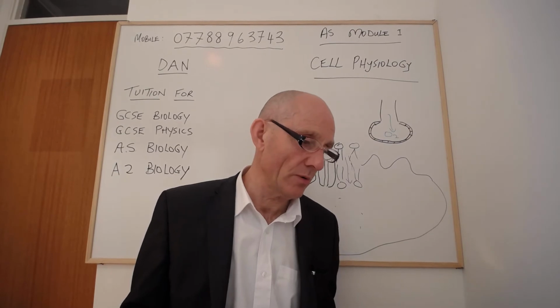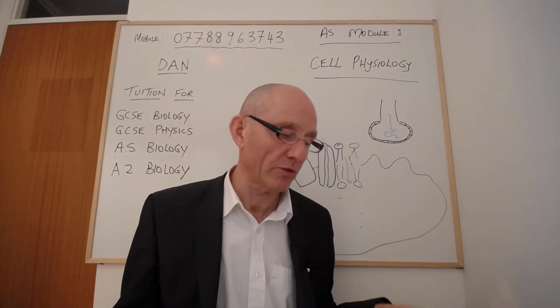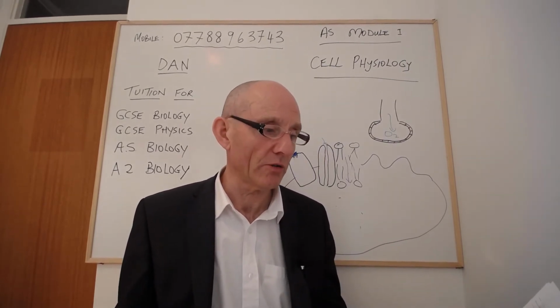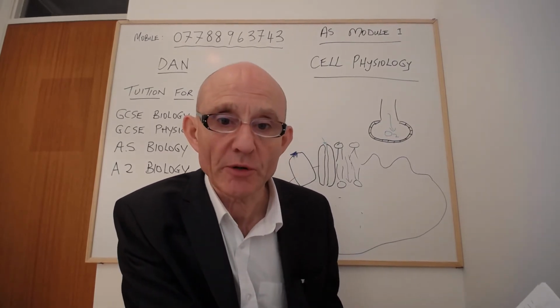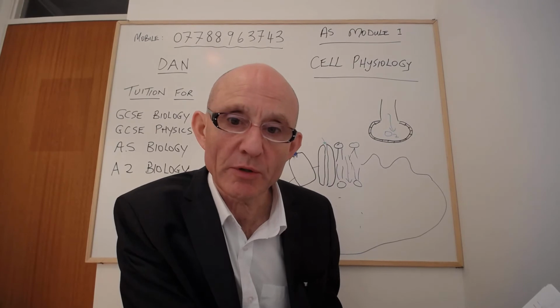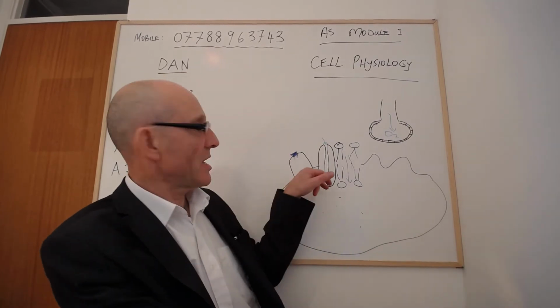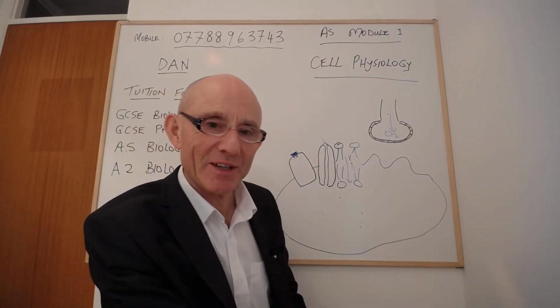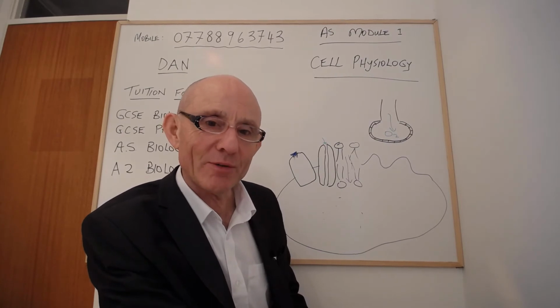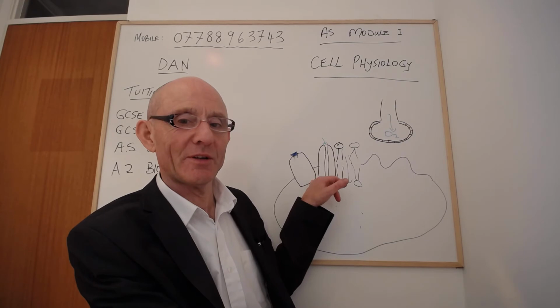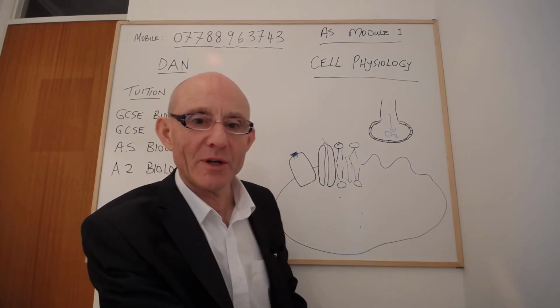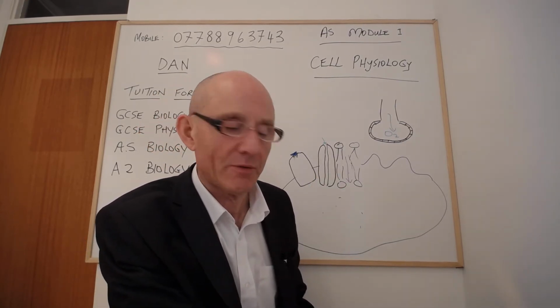Okay, so active transport moves substances across the membrane from a low to a high concentration, i.e. against the concentration gradient. Energy is required, and carrier proteins are involved. So there are special carrier proteins for active transport as well. Carrier proteins were involved in facilitated diffusion. You've also got carrier proteins involved in active transport.